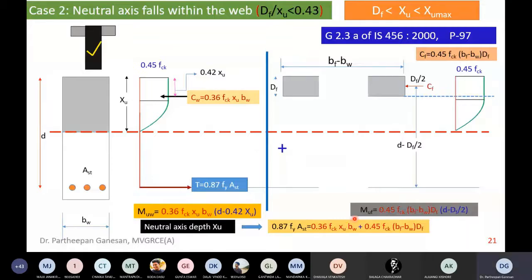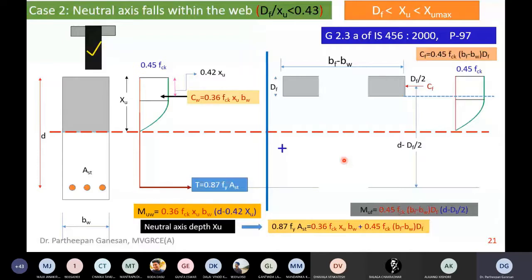So I am repeating for the 100th time. All of you listen. If you want to find the neutral axis depth, you should equate compressive force equal to tensile force. Find the equilibrium of the internal forces developed. So compressive force equal to tensile force. If you do that, you can easily find the neutral axis depth. Otherwise, the body will not be in equilibrium.